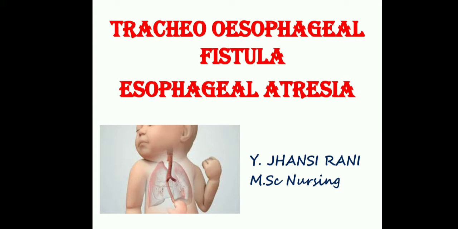Today's topic is tracheoesophageal fistula, esophageal atresia. Esophageal atresia is a failure of the esophagus to form a continuous passage from the pharynx to the stomach during embryonic development. Usually, it is associated with tracheoesophageal fistula, that is TEF. Yes, today's topic is tracheoesophageal fistula or esophageal atresia.